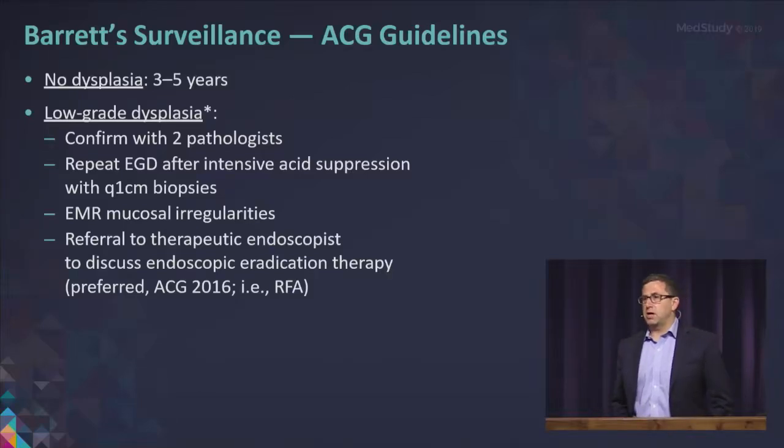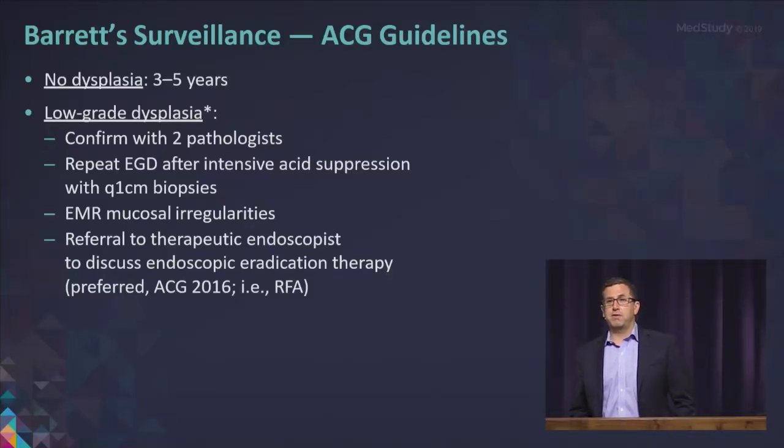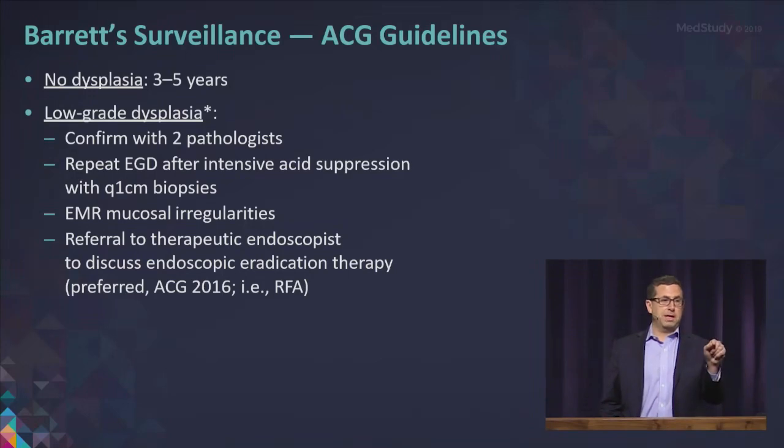Surveillance: the answer to that question, there was no dysplasia, so it's 3 to 5 years, okay? If there's something called low-grade dysplasia, the first thing you want to do, which is something I would do as a gastroenterologist, is confirm that the dysplasia is actually present with 2 different pathologists. And then you really want to repeat the EGD, take more biopsies.